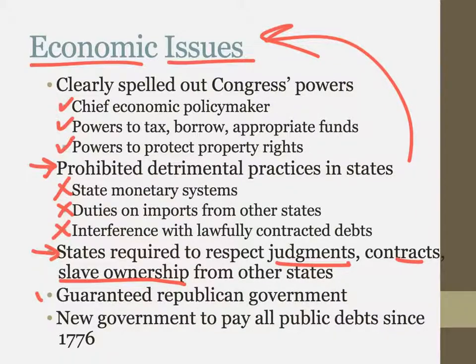They guarantee every state will have a Republican form of government with elected officials, and they go so far as to say that the government is going to pay all public debts since 1776, which they didn't have to do. But by doing so, they basically said to the rest of the world, we're going to honor the debts of the previous government so that in the future you'll be more likely to loan us.